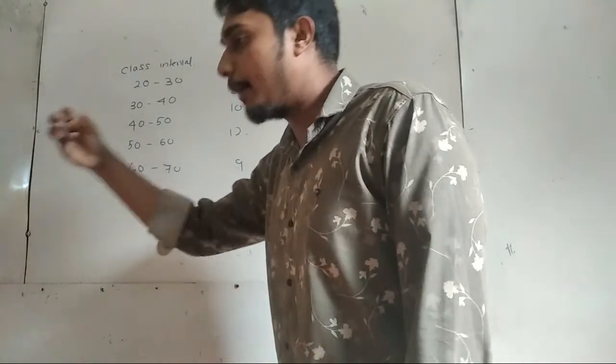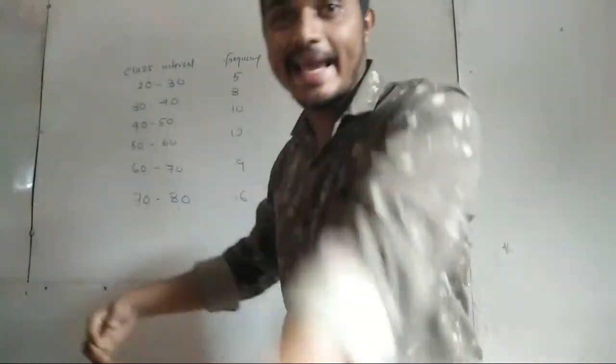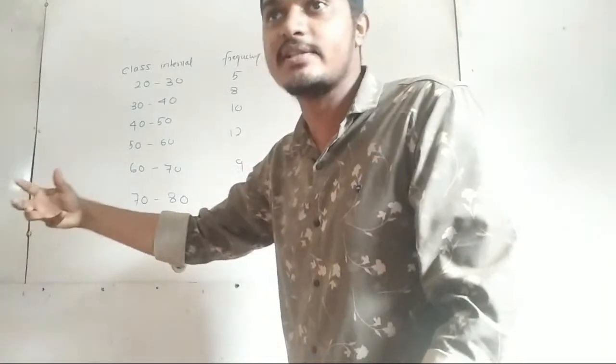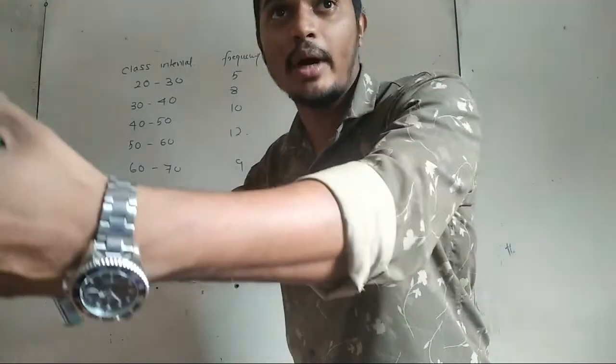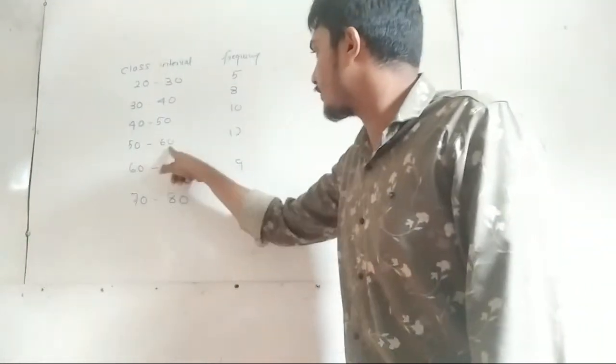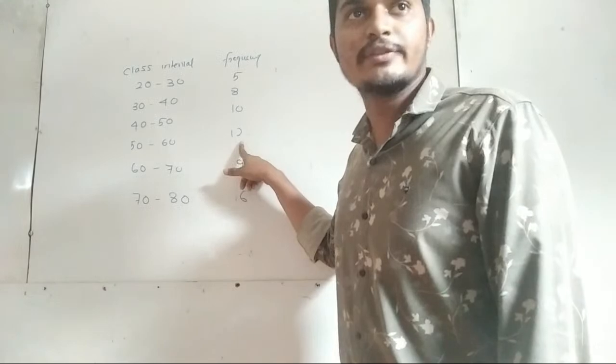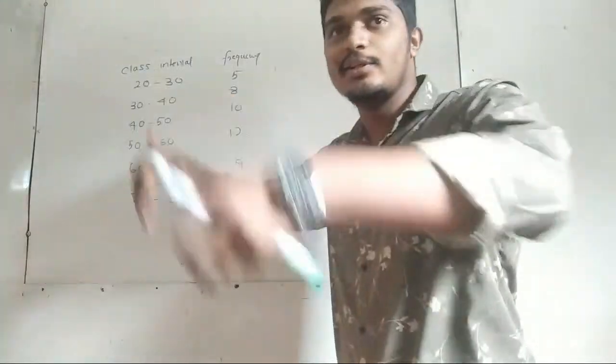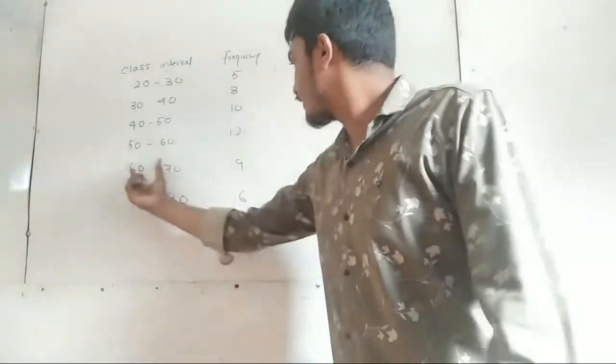They said he made 42 on one day, 47 on one day, 45 on one day, 48 on one day. Likewise he would have made it for 10 days. You understand? Good. So what is the next one? 50 to 60 has taken 12 days. For 12 days he would have done that randomly. 60 to 70, 70 to 80, 6.